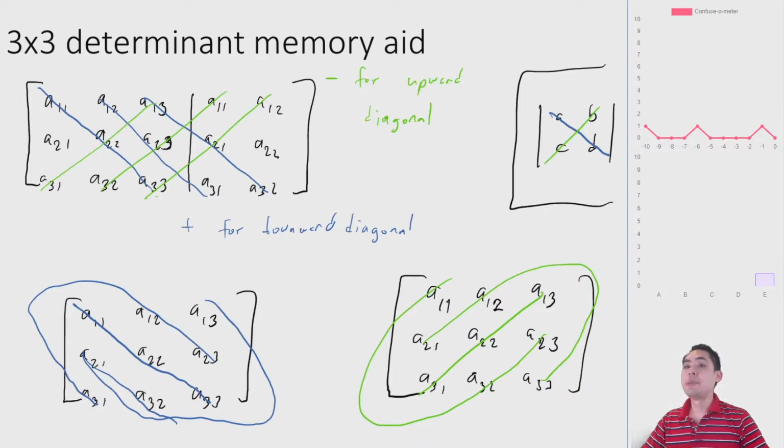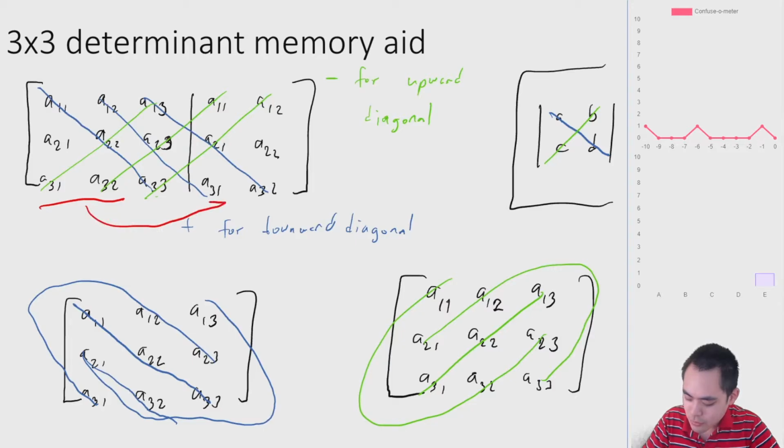How did you get the augmented matrix? I just took these two columns and I copied them over. So this is just a memory aid. So this is okay. So let's give an example.